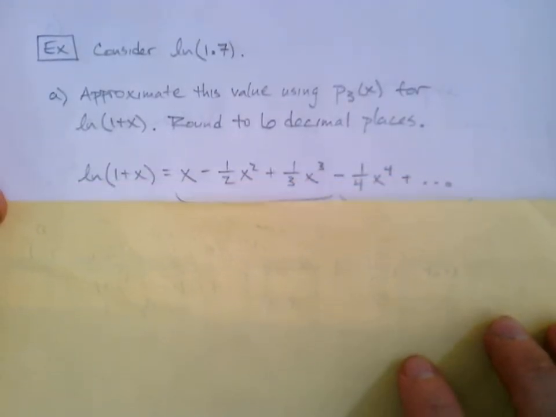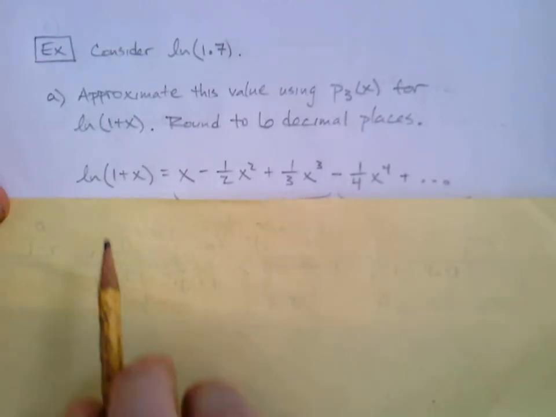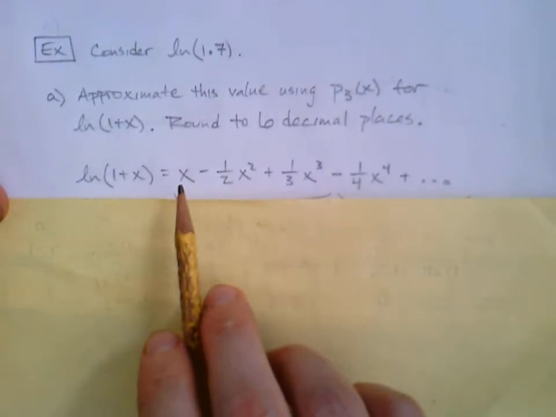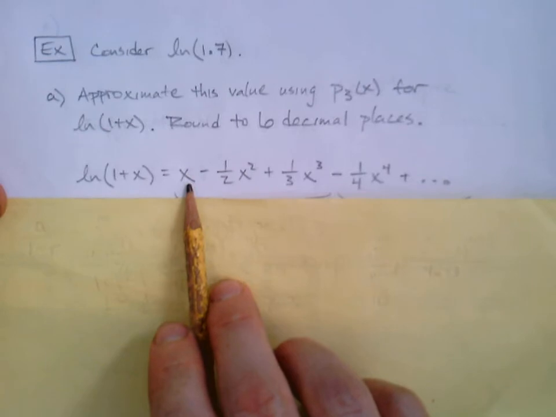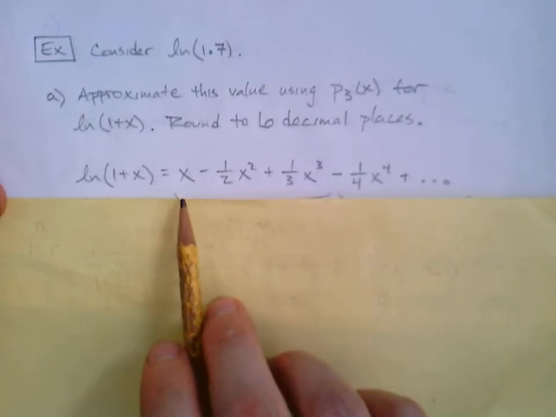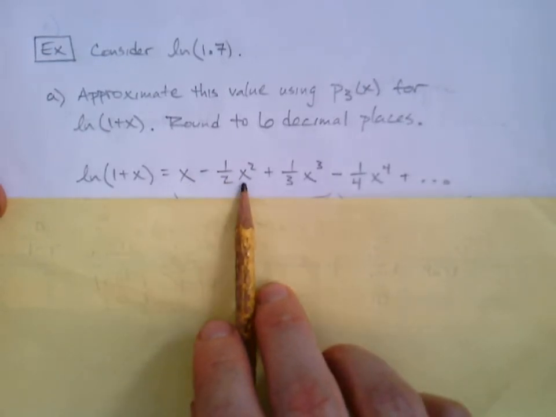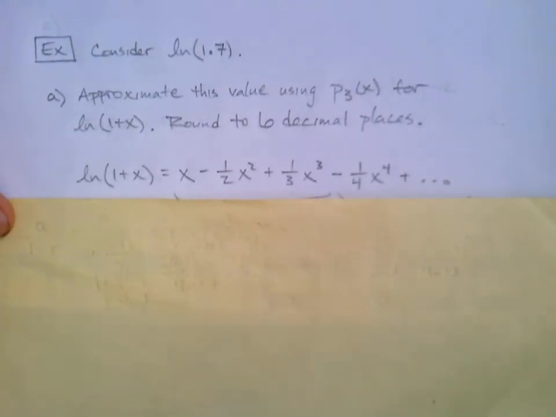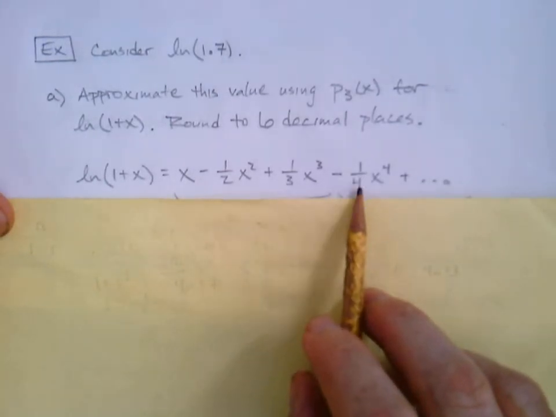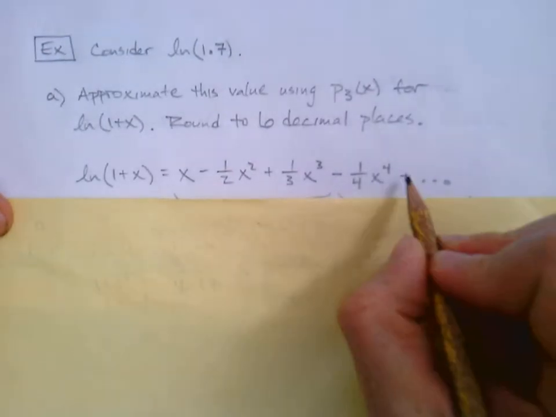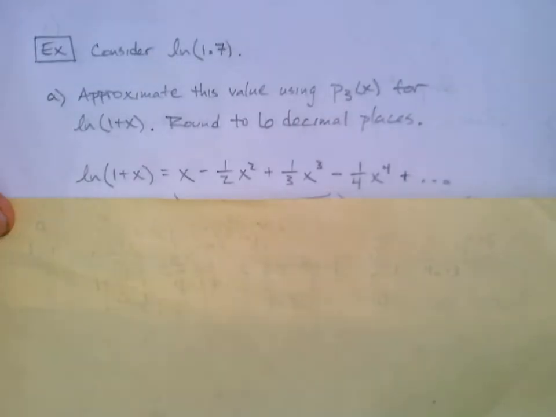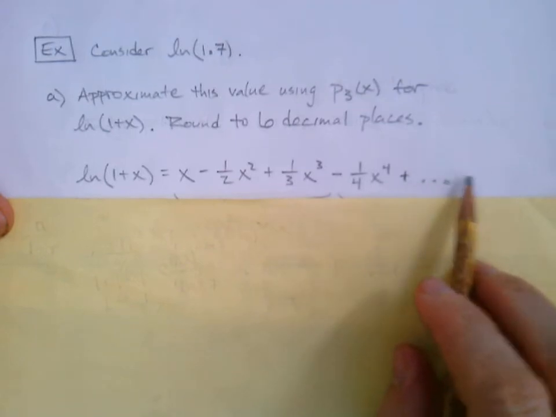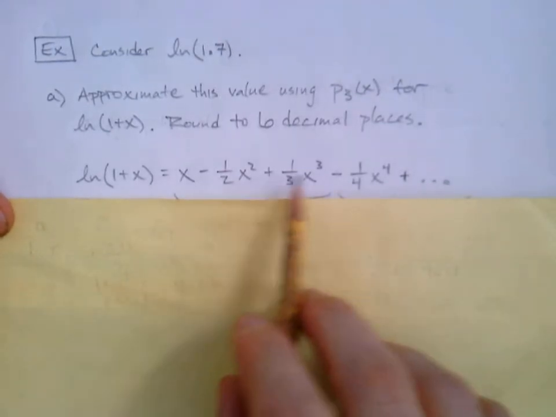It was this, right? The natural log of 1 plus x, if you think of the infinite series, it's equal to x minus 1/2 x squared plus 1/3 x to the third minus, if you kept going with the pattern, it would be minus 1/4 x to the fourth plus dot, dot, dot. It keeps going. We don't need to write the nth term when we do these sort of questions.